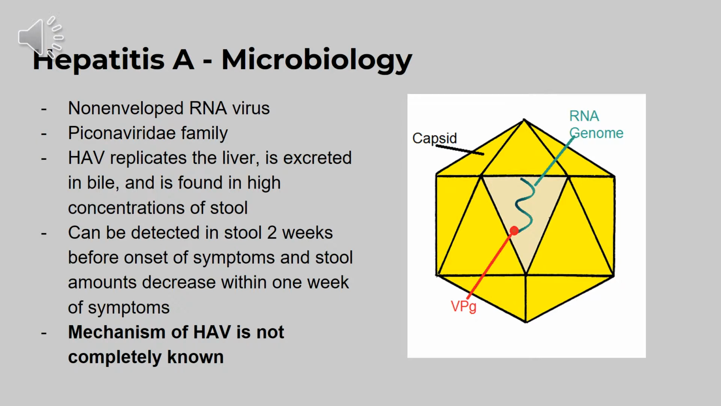So Hep A virus actually replicates in the liver, and it is excreted in the bile, and it can be found in stool concentrations up to 2 weeks before the onset of symptoms. And once symptoms do show, the amount of virus that can be detected in the stool decreases within 1 week. I wanted to point out that the mechanism of the HAV virus is not completely known.